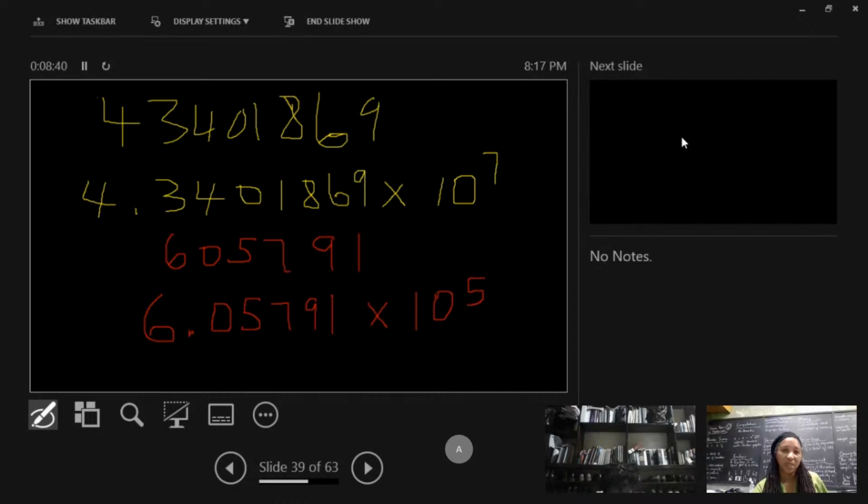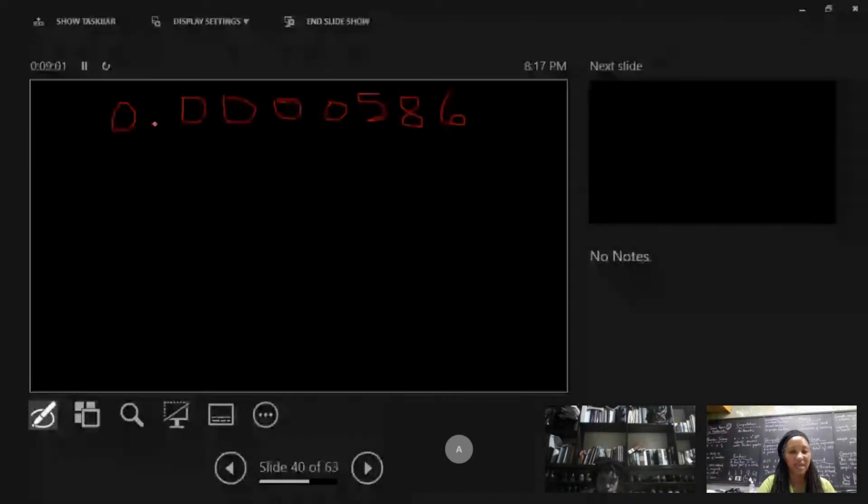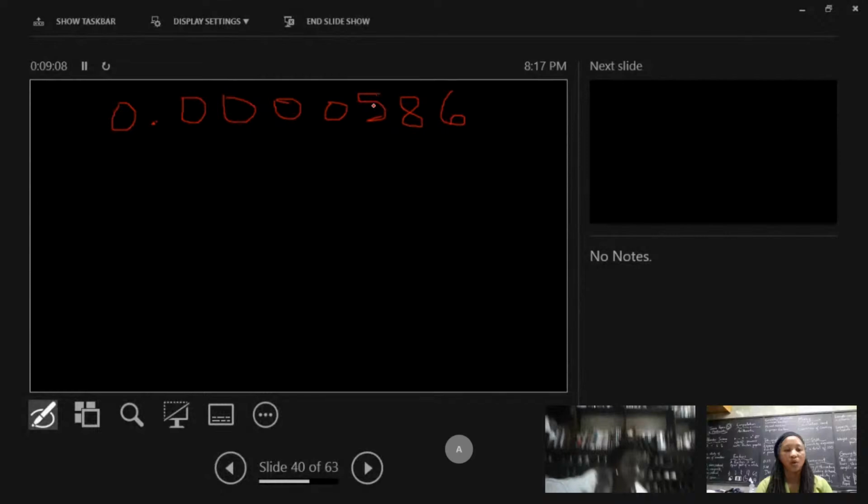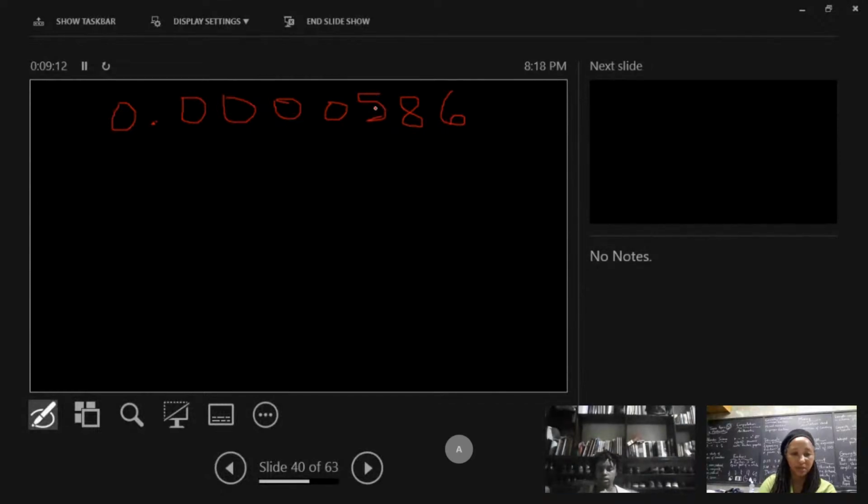All right, so let's look at some now that are quite small and we want to write them in standard form. So let's say we have 0.000058. So to write this in standard form, we would want the 5 to be the only digit to the left. All right, we don't want the zeros, we want the 5. So it will be 5.8. So this time we took the decimal point from here and we put it here.